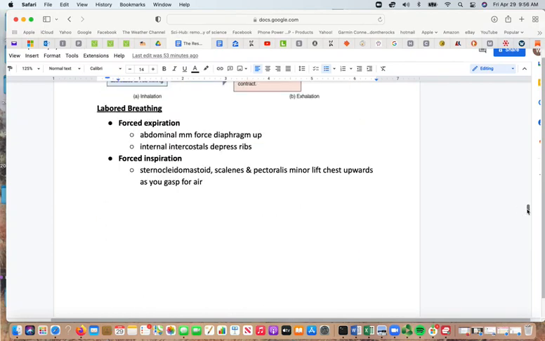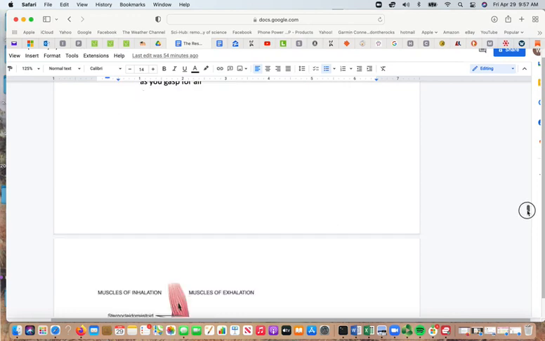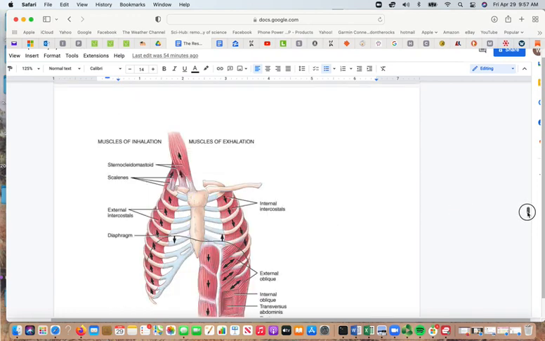So with labored breathing, this is your forced inspiration and expiration. For forced expiration, the abdominal muscles are going to help force the diaphragm up. So when the abdominal muscles contract, the space where all those abdominal organs are is decreased, and it's going to push some of them up against the diaphragm. Your internal intercostals will depress the ribs. During forced inspiration, the sternocleidomastoids, scalenes, and pectoralis are going to lift the chest upwards and help you pull more air in when you're gasping for air.